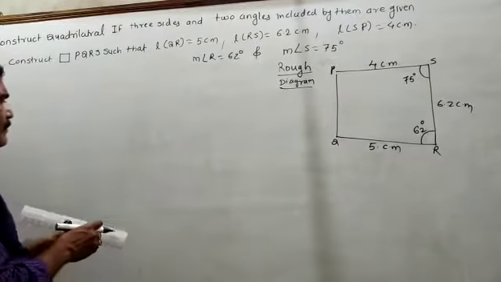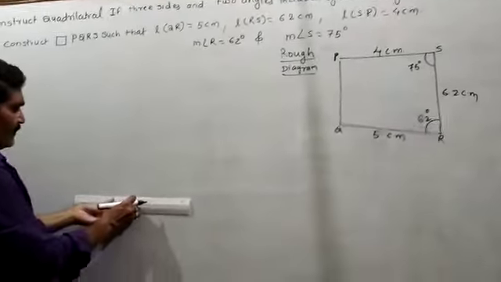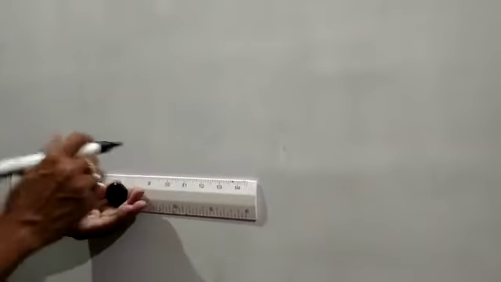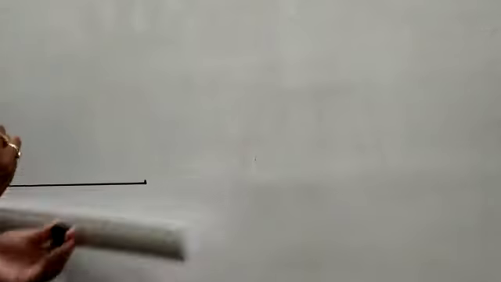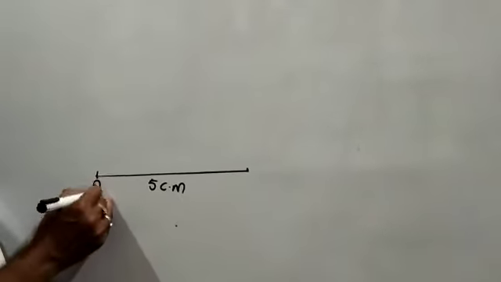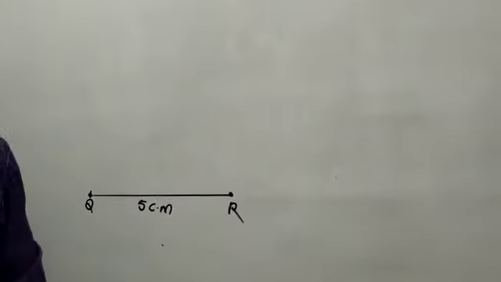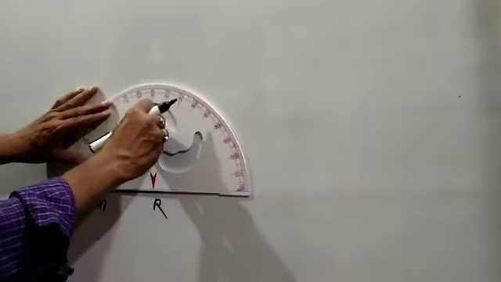For that, first of all you have to draw the base. Here you have to draw the base of 5 centimeter. So I will draw the base like this. This is the base of 5 centimeter. So I will say that this vertex is Q, this vertex is R. After that you have to make the angle of 62 degree at vertex R.